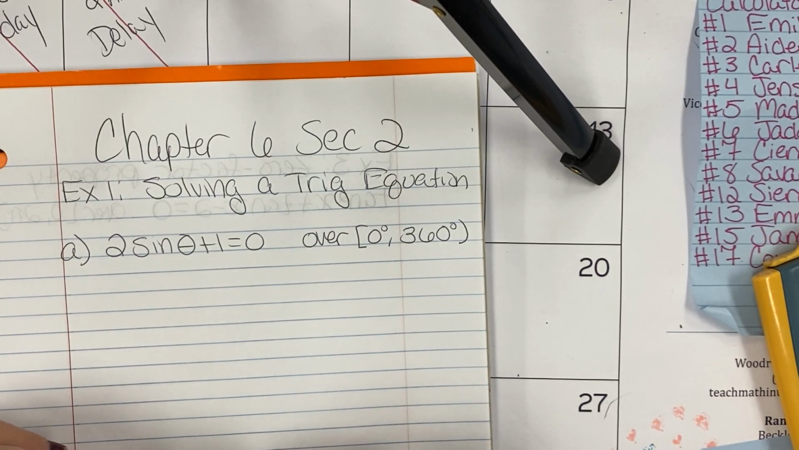Okay. Chapter 6, Section 2. We are going to start solving trig equations, and that is why we learned inverses in Section 1. In order to solve a trig equation, you of course have an unknown, and in order to find that unknown, you're going to have to take the inverse.